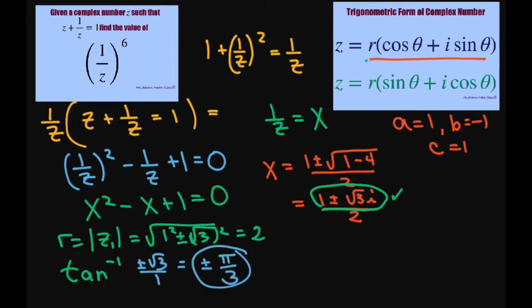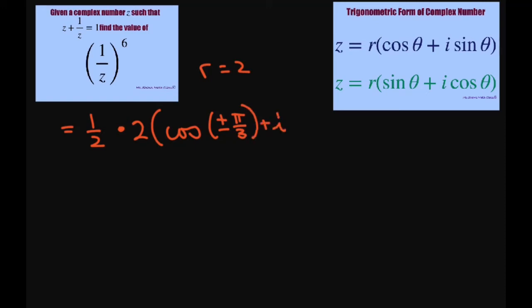So now we can write this as this term, and don't forget we have this 2. So when we write it in our trigonometric form, I'm pulling out the 1/2, and then we have our R was 2, so this is going to be 2 times cosine, and our angle was plus or minus pi divided by 3, plus I times sine, and we had plus or minus pi divided by 3. All right. Now this just equals 1. So basically that goes away.